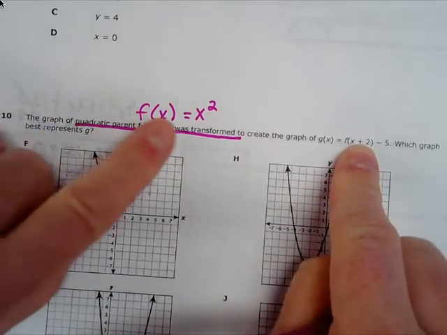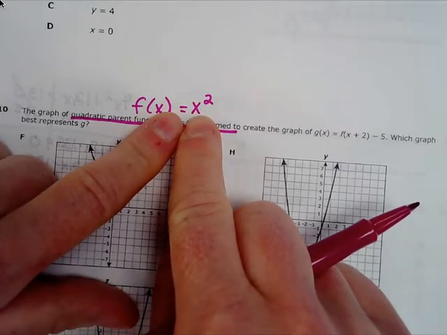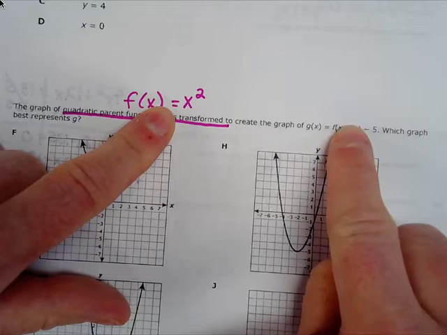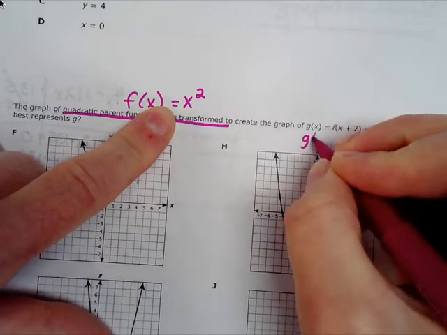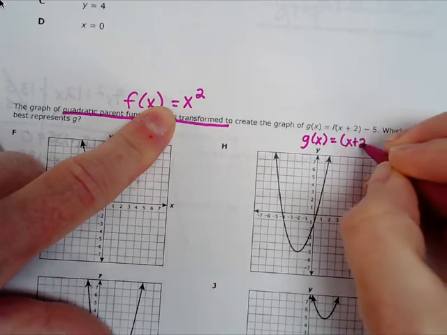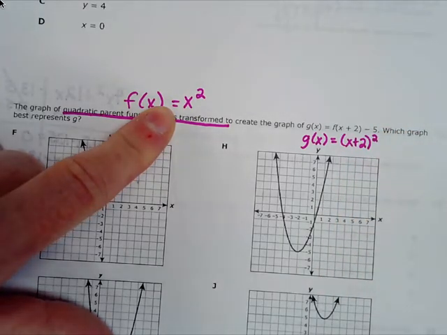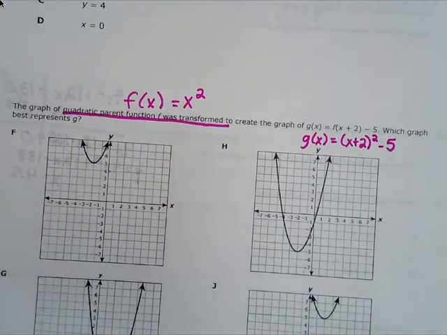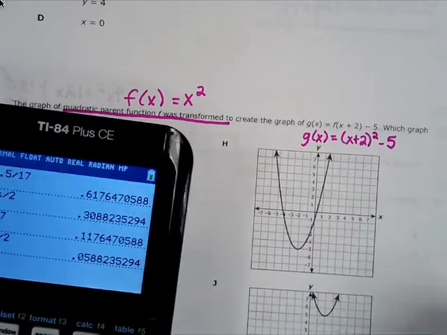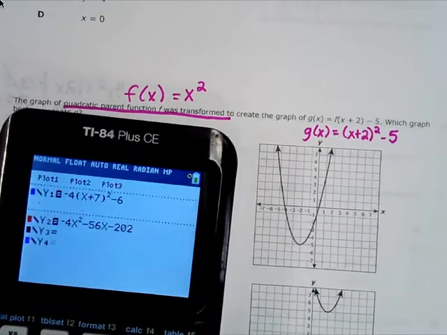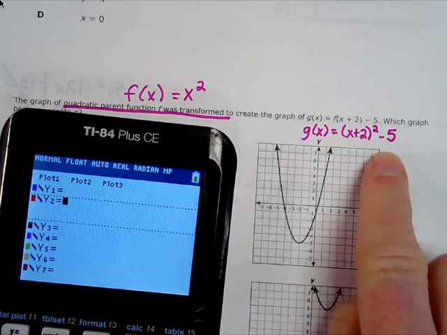So instead of saying x squared, we are going to change this to g of x equals what's in parentheses squared. So (x plus 2) squared minus 5. All we did was replace this f of x plus 2 with (x plus 2) squared. So now we can use our calculator to look at what this does.